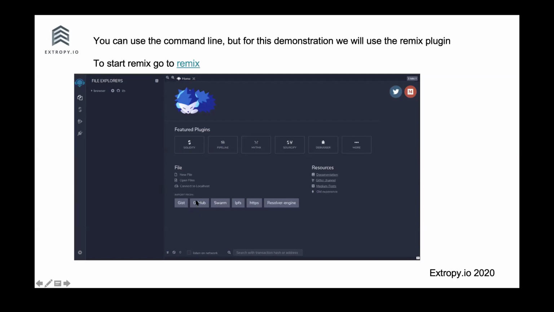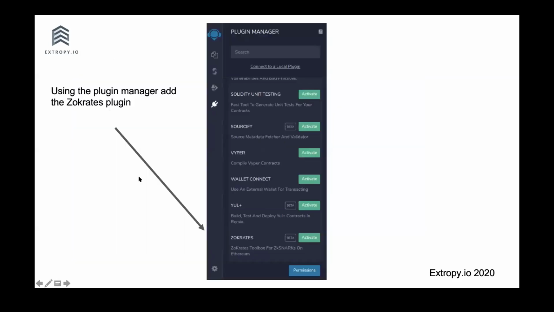So if you start Remix, and there's a link to it there, on the left-hand side, there is a plugin manager, the little plug at the bottom. So you need to go to that and load the Socrates plugin. Once you click the plugin manager, it will bring up a great deal of plugins. Go down to the bottom one for Socrates and activate that.